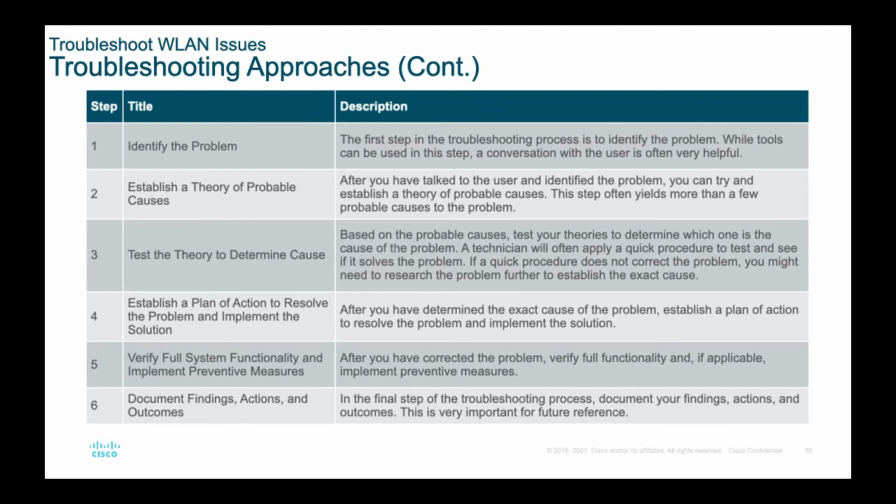After that, you establish a theory of probable cause. You should have some idea where you should start. Test the theory: based on the probable cause, test the theory to determine which one is the cause of the problem. We apply a quick procedure to see if the problem is solved or not. If not, we might go to the next theory. Establish a plan of action, verify full system functionality, and then document.